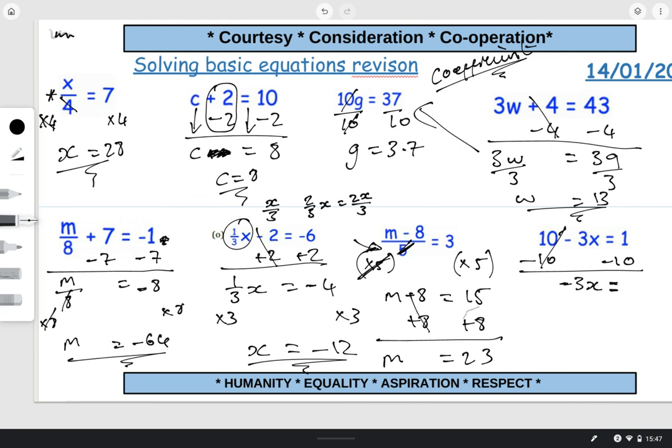Equals 1 take away 10 is minus 9. Now on both sides I have to divide by the coefficient, which is negative 3, not 3. Okay, so divide by minus 3, divide by minus 3. On the left hand side I'm left with x. They cancel out. On the right hand side, 9 divided by 3 is 3, minus and a minus makes a plus.